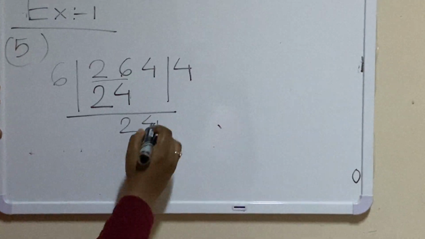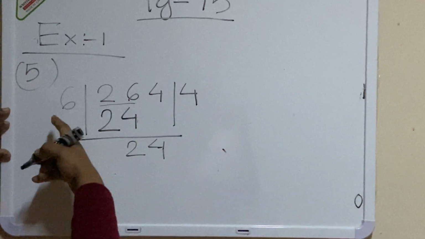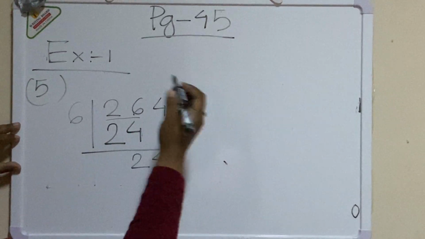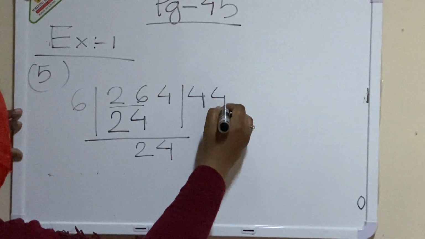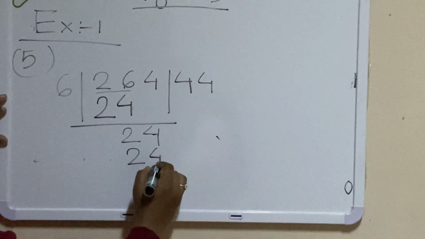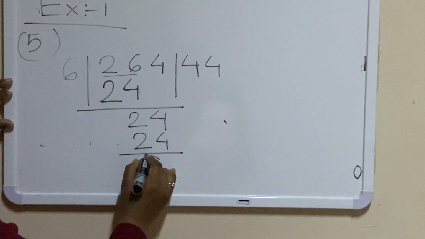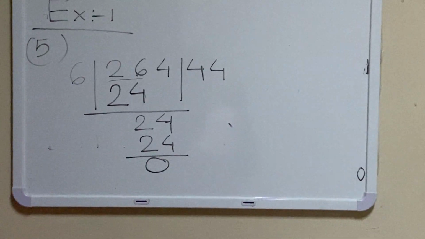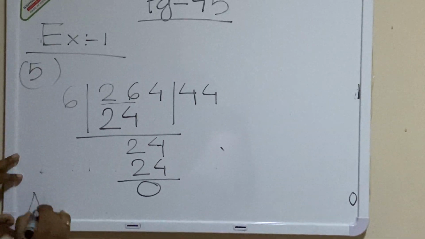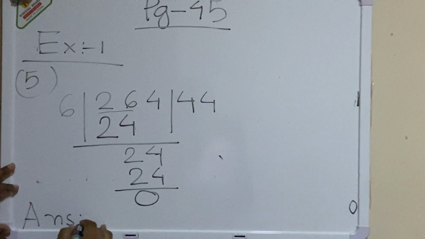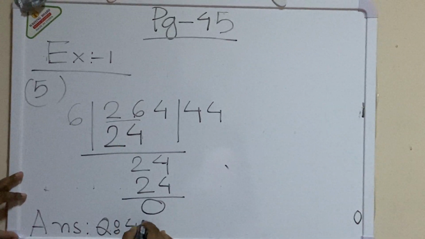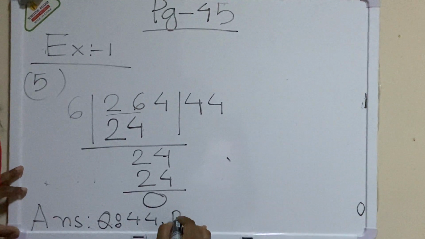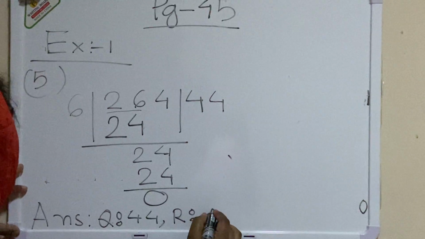Take the 4 down, and usually you know 6 4s are 24. You have to write again 6 4s are 24. After solving this, you can find out the remainder will be 0. Write down the answer. Question: 44, remainder 0.